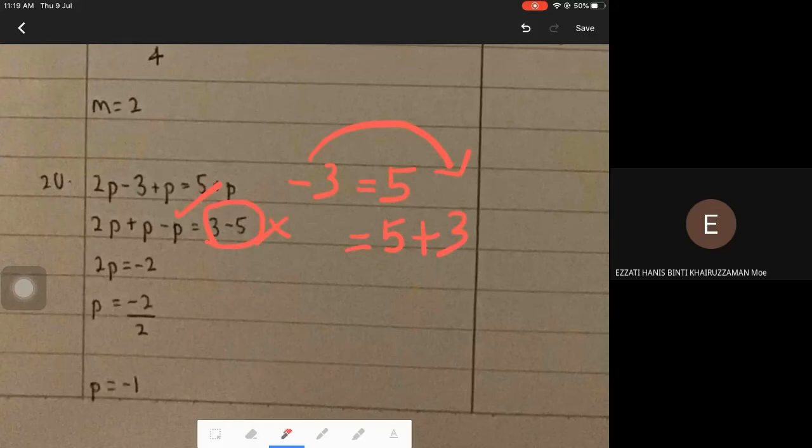Okay, so sini 2p ni betul. So 2p equals to 8. Alright. So p equals to 8 divide 2 is 4. Okay. Any question? No. Alright, number 21.